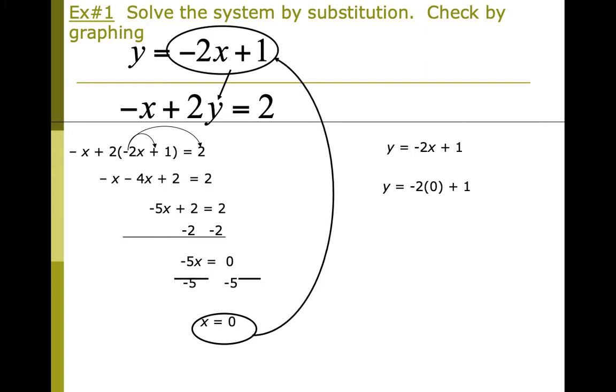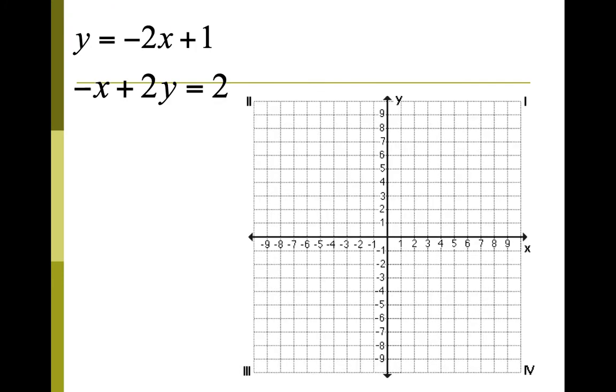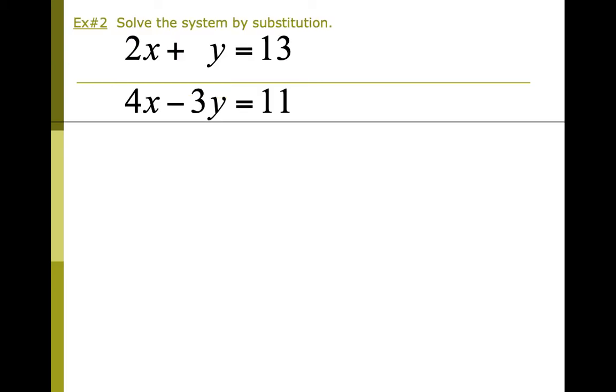And when I do that, I'm going to plug that 0 in right there. So negative 2 times 0 is 0. 0 plus 1 is 1. So that's your answer. So your xy coordinate is 0, 1. And that would be right there. So if I graph that one out and graph that one out, as you see, the coordinate where it crosses is at 0, 1. Ta-da! Let's do another one.